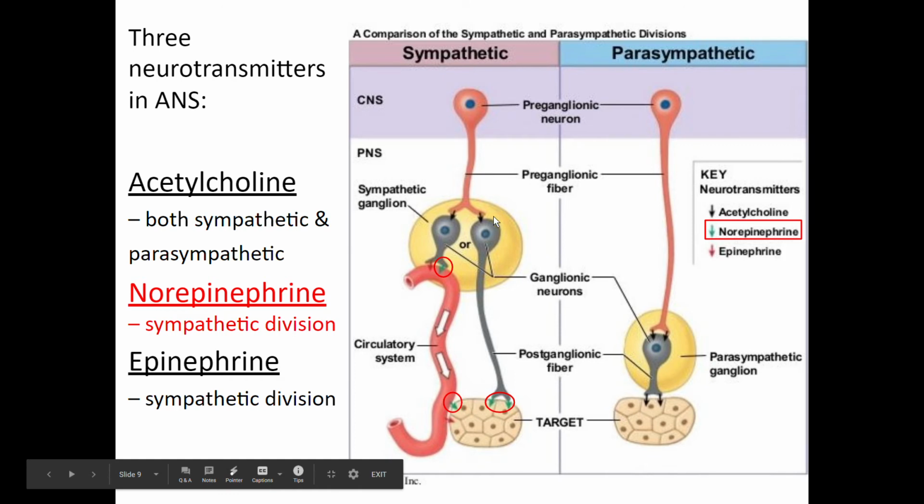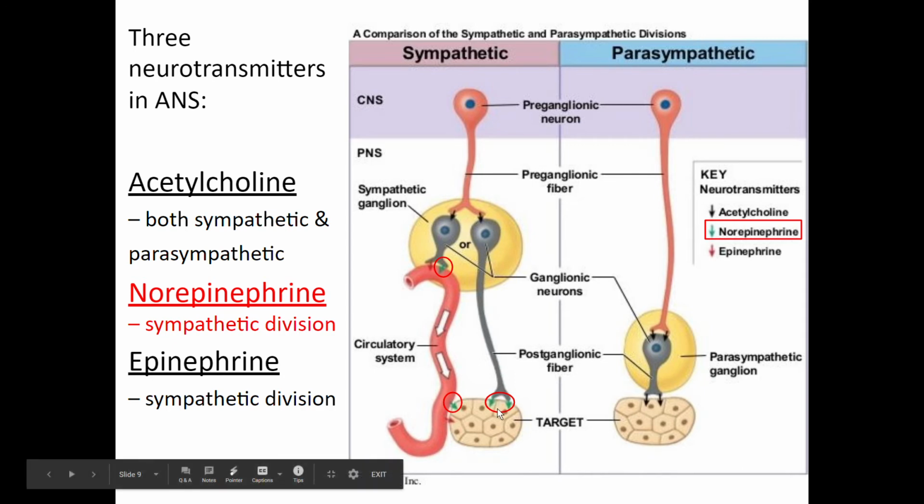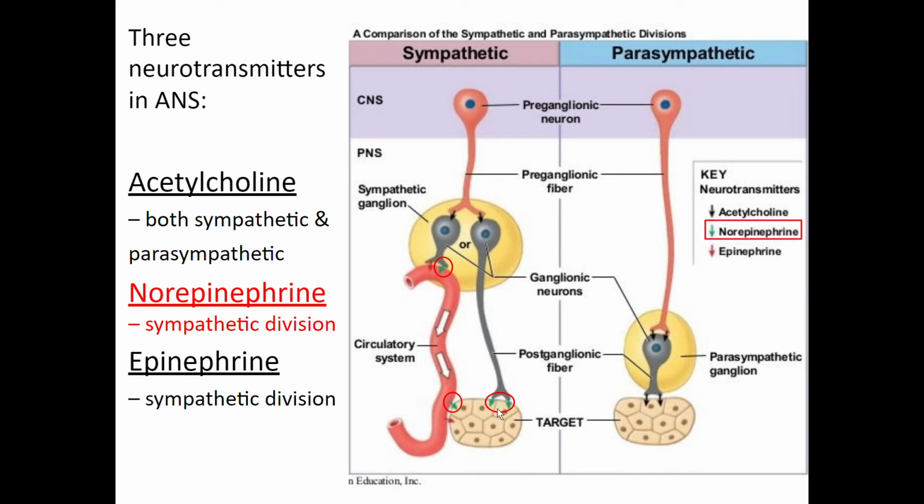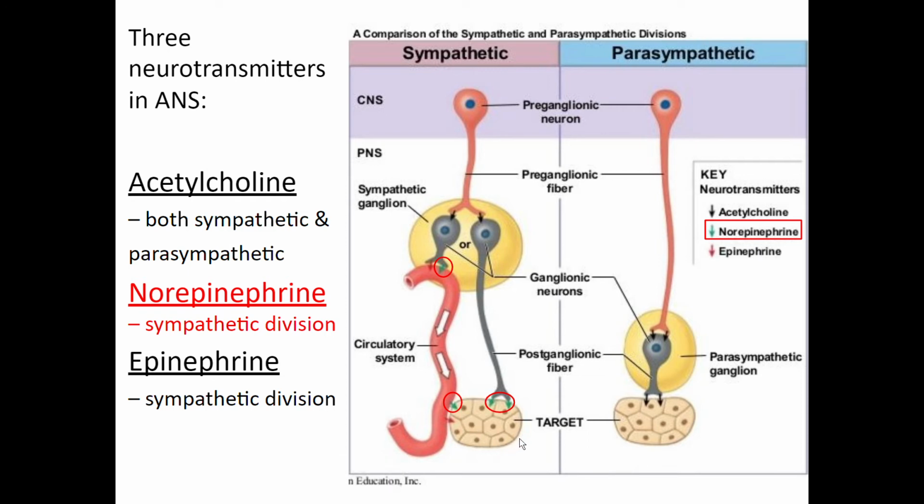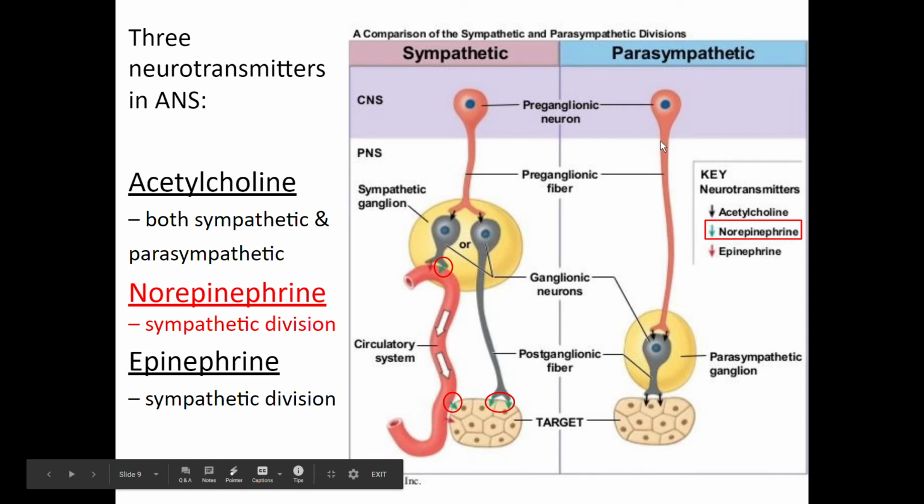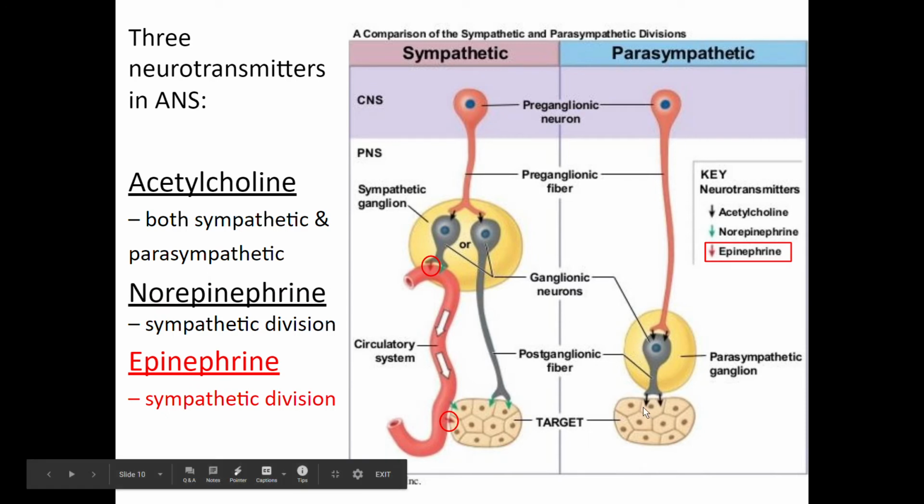Or alternatively, the postganglionic neuron might go directly to the target tissues, so it might not even utilize the circulatory system, and it might activate the target tissues directly using norepinephrine, which is also called noradrenaline. You'll notice that the parasympathetic nervous system doesn't use noradrenaline. Neither does it use epinephrine, which is also known as adrenaline.